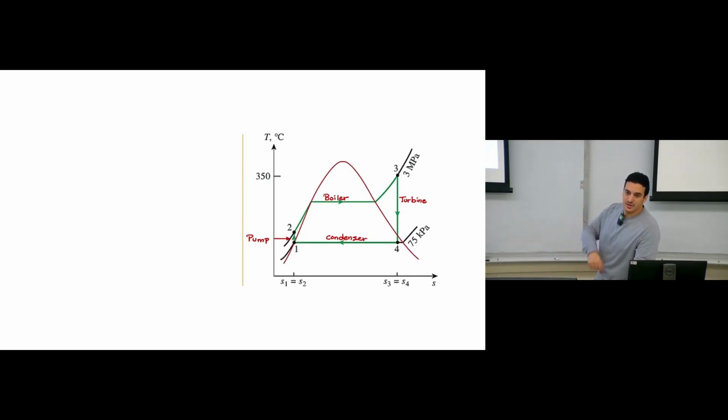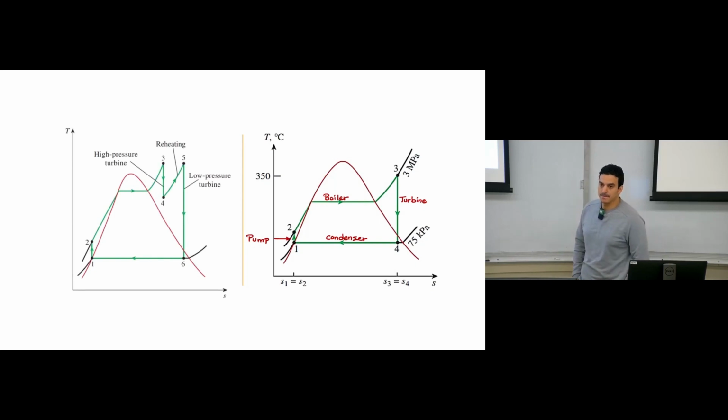For the ideal reheat Rankine cycle, this is the TS diagram. Just take a look and tell me how we can describe the differences between them. What is happening? Anyone can describe what is happening? Let's start step by step.